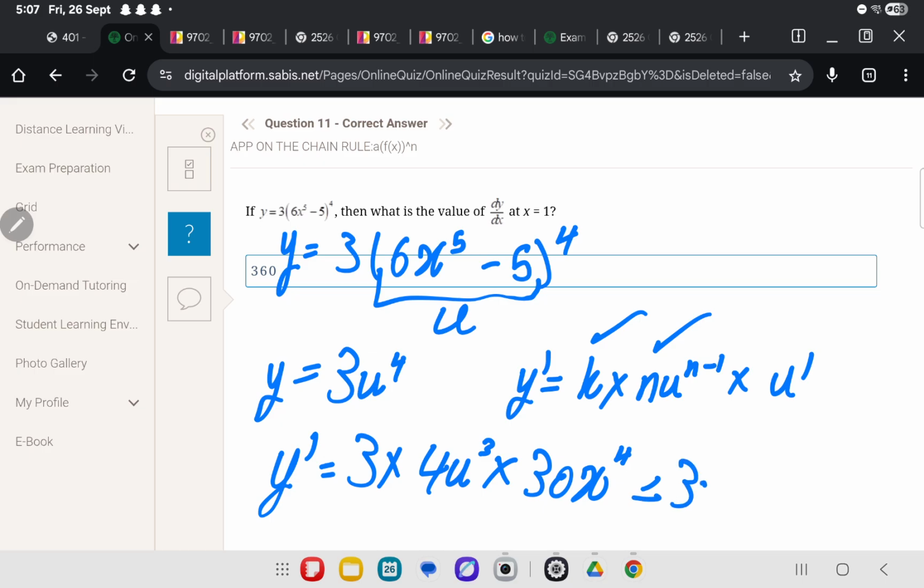Okay, so this is my derivative. Now, substituting for u, it's going to be 3 times 4, (6x to the power of 5 minus 5) cubed, times 30x to the power of 4. Right? So now, substituting this on my calculator, 3 times 4 into 6 they want that x equals 1, so 6 into 1 to the power of 5 minus 5, this is cubed, times 30 times 1 to the power of 4. This gives me 360, and that's my answer.